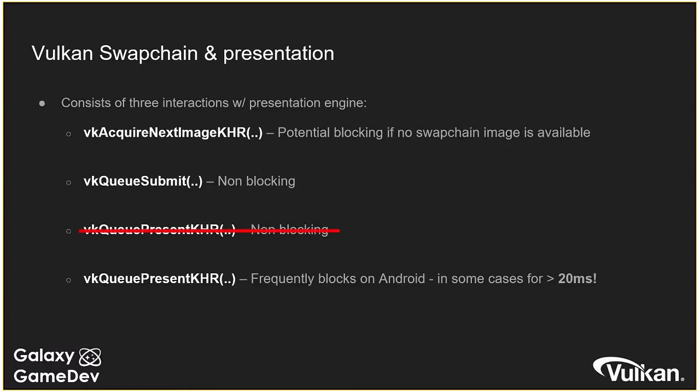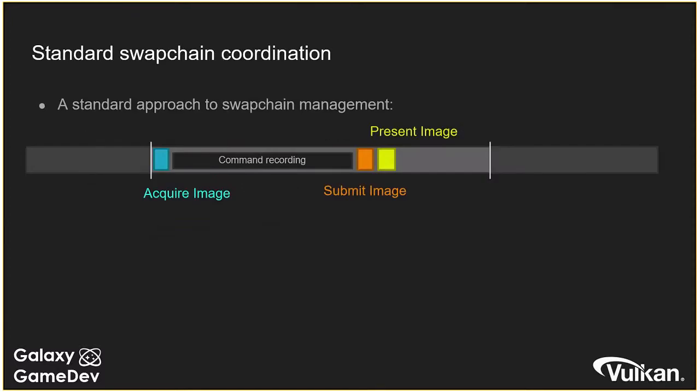On mobile, we actually find that present frequently blocks. And this is something that surprised us and surprises a lot of the developers we work with. Oddly enough, it's become a really major performance bottleneck for titles that don't really anticipate it. And today I want to go into a bit of detail about why this is happening and considerations you should take to avoid it. So this is what a standard swap chain implementation might look like.